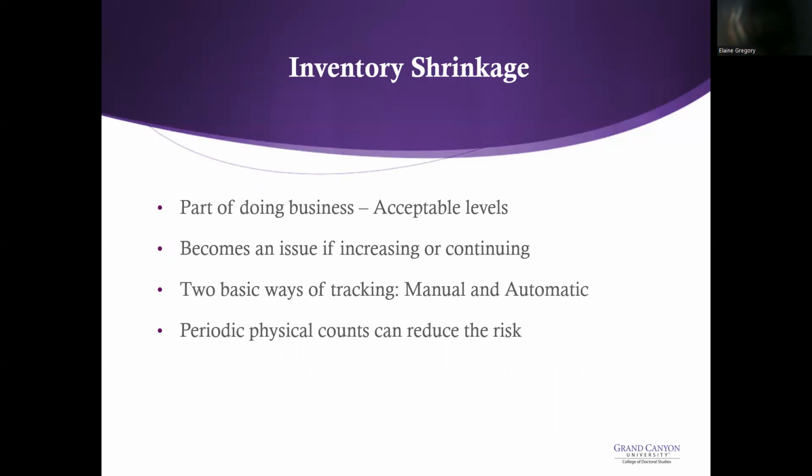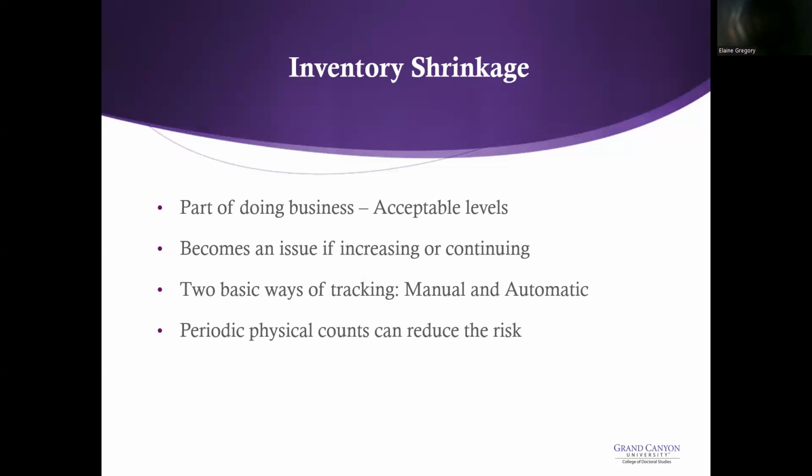Now, it becomes an issue if that acceptable level starts to increase or it's continuing. Maybe we notice that with milk, 3 days past pull date, we have an acceptable level of inventory shrinkage or spoilage. But all of a sudden we start seeing that continue on past the 3 or 4 days. That might be a red flag that good inventory is being mislabeled as spoilage and is, again, going out the door. So there's 2 basic ways of tracking this: manual and automatic.